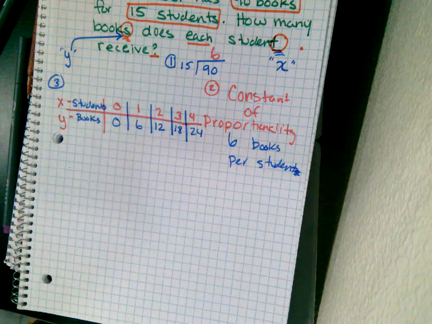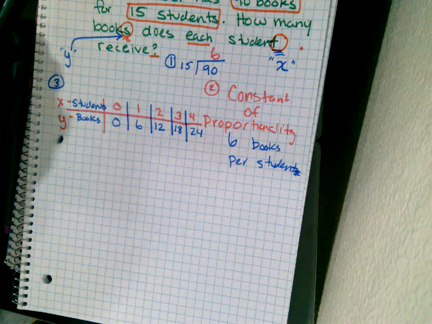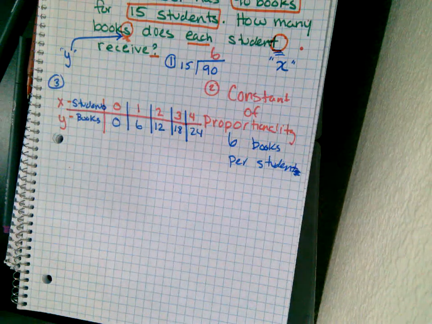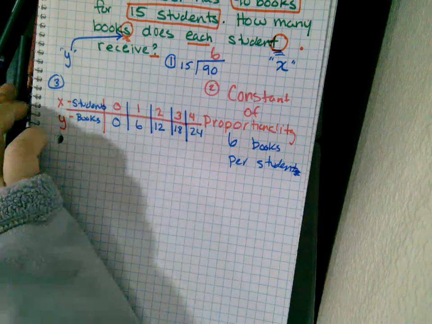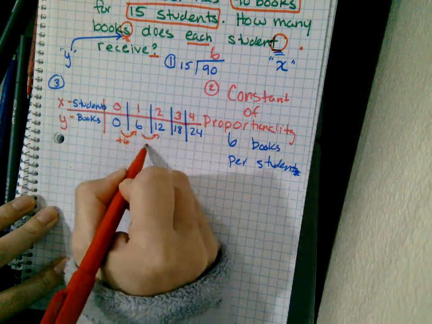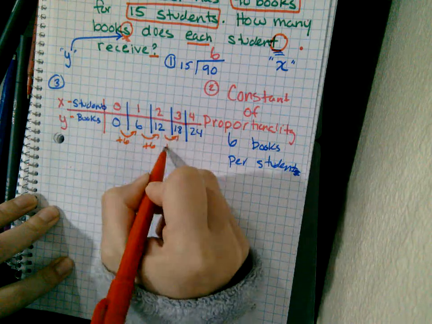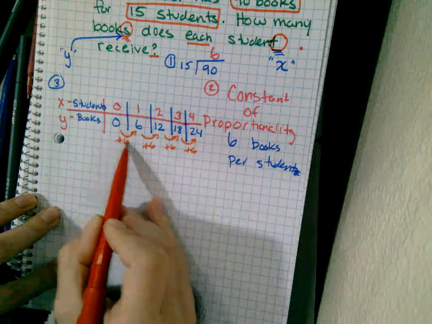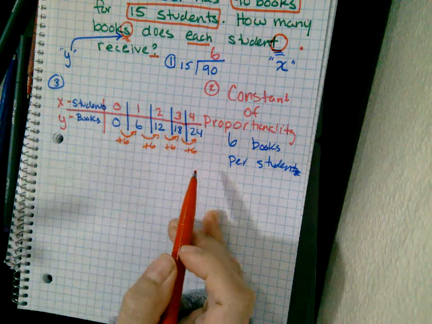What are we adding each time? 6. Why? Because that's your unit rate. Constant of proportionality, exactly. Right here, guys, it's as simple as just adding 6. Some of you are like, I don't know how to fill out these tables. Dude, all you're doing is just adding whatever this number is. Plus 6, plus 6, plus 6. That's it. There's no tricks about it.